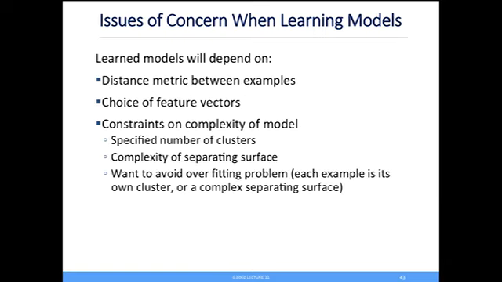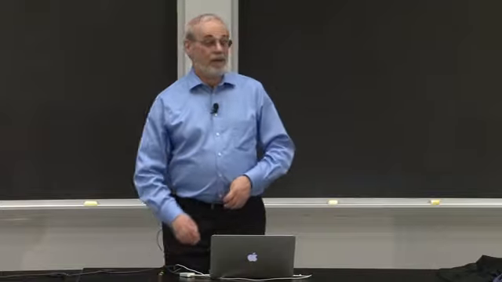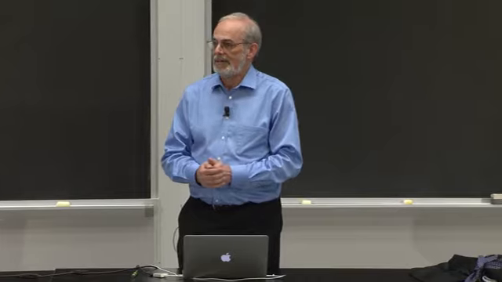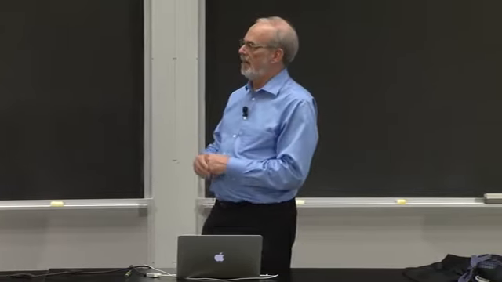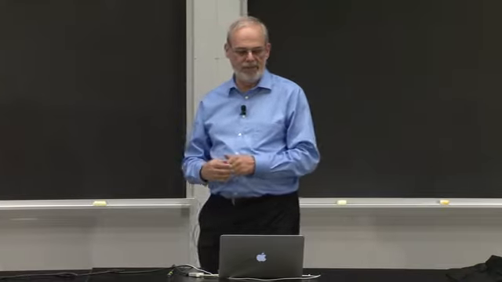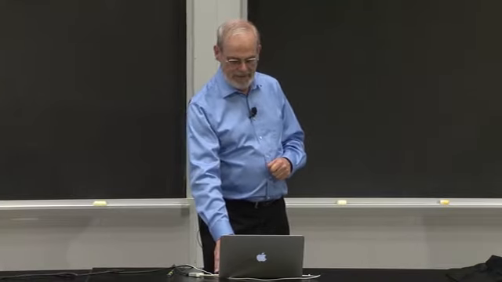In the case of unlabeled data, how do I decide how many clusters I want to have? Because I can give you a really easy way to do clustering. If I give you 100 examples, I say build 100 clusters. Every example is its own cluster. Distance is really good. It's really close to itself, but it does a lousy job of labeling things. So I have to think about how do I decide how many clusters? What's the complexity of that separating surface? How do I basically avoid the overfitting problem, which I don't want to have?